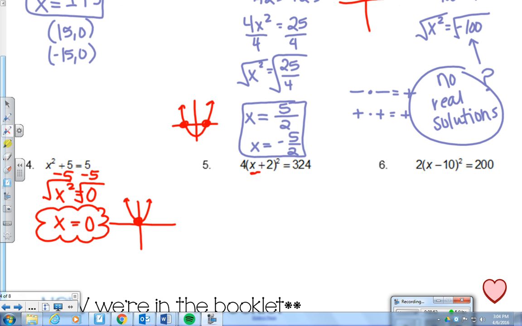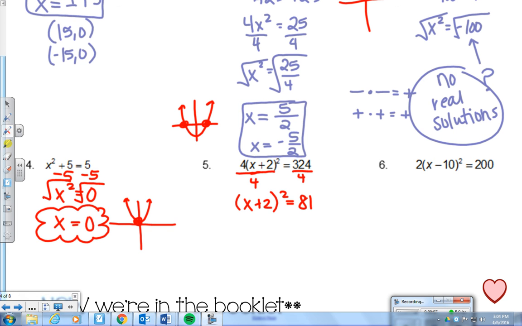Again, here's x. Right now it's being blocked, right? It's kind of in the parentheses. It's got some bodyguards around it. So let's go ahead and divide the 4 and get rid of that from both sides. So I've got x plus 2 all squared equals 81, okay?